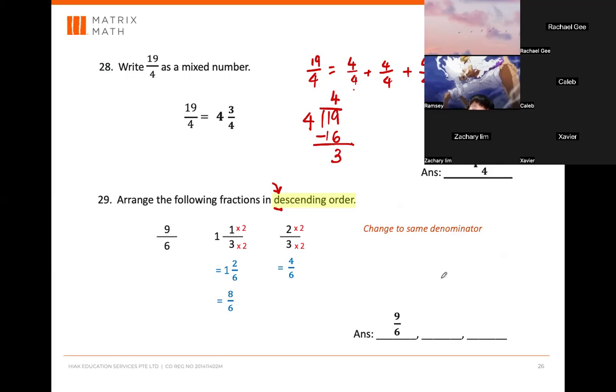Students, don't leave it as 8 over 6 because this is just working. You should leave it at the original fraction, which is 1 over 3, followed by 2/3. So that would be your answer for question 29.